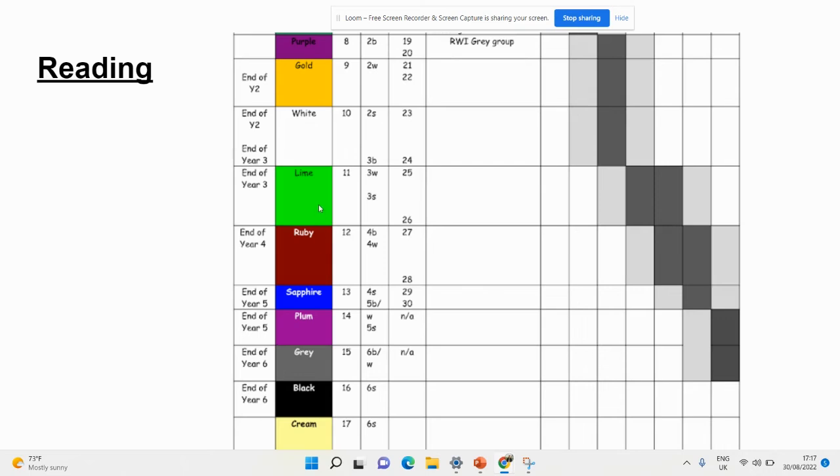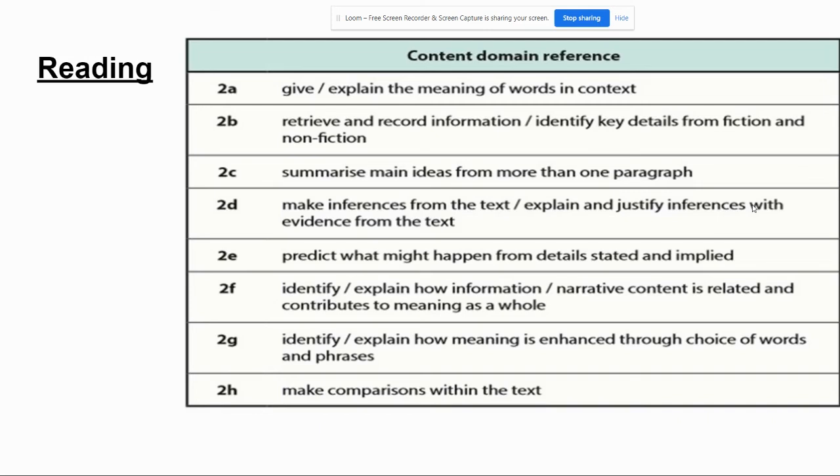Some children may start Year 4 on 11, which is Lime, which is fine because that's the end of Year 3. But then they should be moving on to Ruby, which is 12, potentially Sapphire, which is 13. And in Year 4, they really should be getting to read for pleasure and find books that they really enjoy, and not just be taking books home that they have to read, but looking at authors that they really like and really getting into reading for the enjoyment of it, for the pleasure of it.